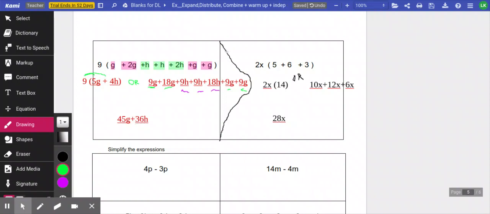The second problem, I sectioned this off because I used up more space than I had room for. So this is 2x times 5 plus 6 plus 3. So I can do this two ways. Simplify first. So 5 plus 6 plus 3 is 14. Then just doing 2x times 14. Or distribute first. 2x times 5 is 10x. 2x times 6 is 12x. 2x times 3 is 6x. 2x times 14 is 28x. And if I combine all these x's, I still get 28x.